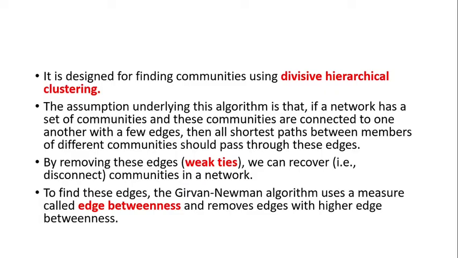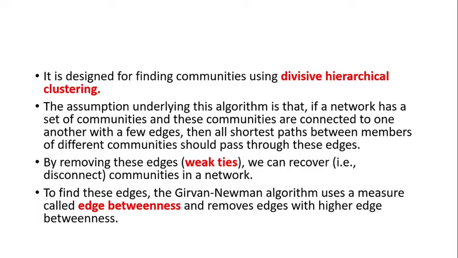So basically what happens is that by removing these edges, which are called weak edges, we can recover communities in a network. That means we can discover the community in a network. Okay, but how to do that?